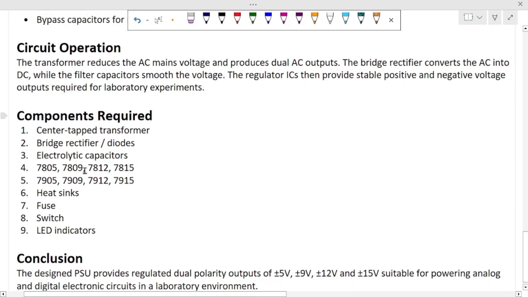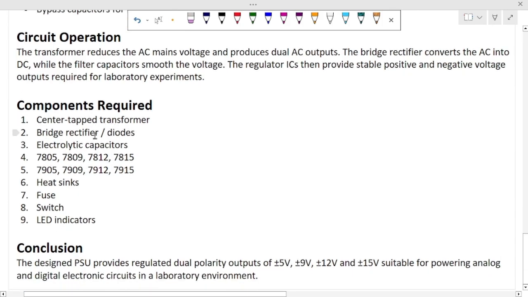So these are the components used: center-tapped transformer, bridge rectifier, which is diodes, electrolyte capacitors, and all these voltage regulators. These are the positive ones. These are the negative ones. Then of course heat sink, fuse, switch, and LEDs. And for conclusion, the designed power supply unit provides regulated dual polarity outputs, this and this, suitable for powering analog and digital electronic circuits in a laboratory work environment.